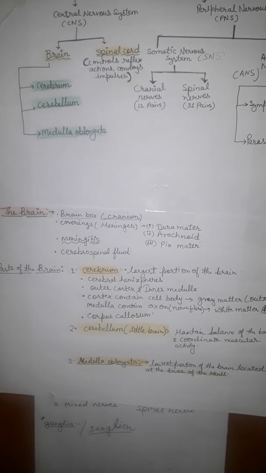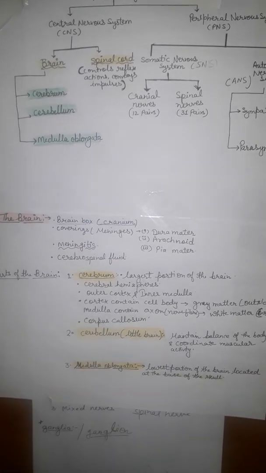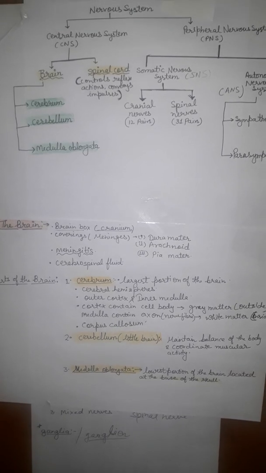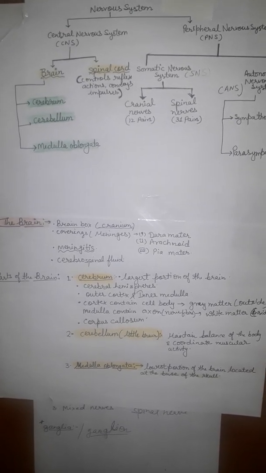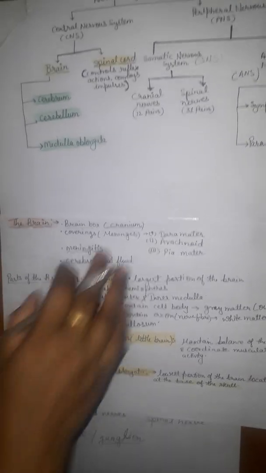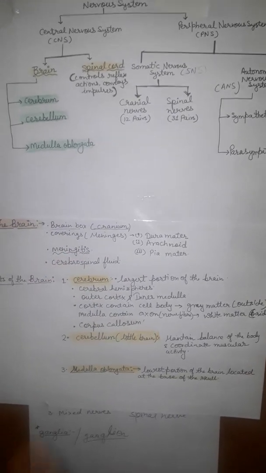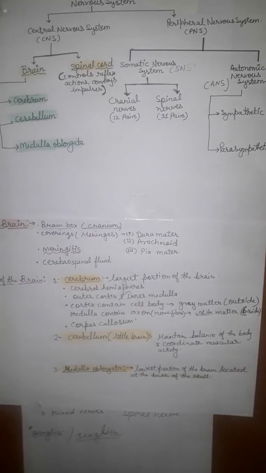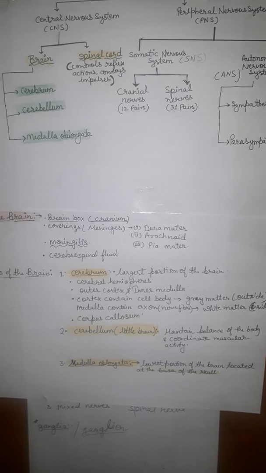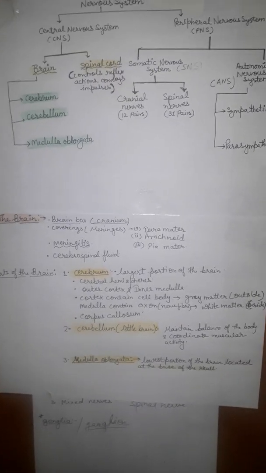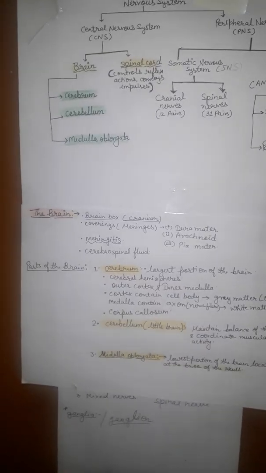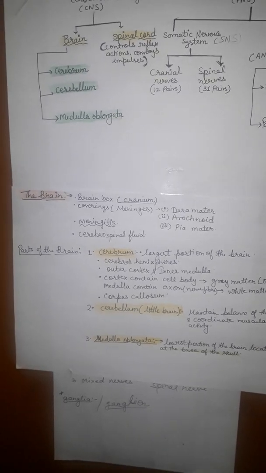Now the covering. The main thing is the cranium. The cranium is the box in which the brain is situated. The brain is the largest in humans and it is protected by a bony cavity, that is called the cranium.